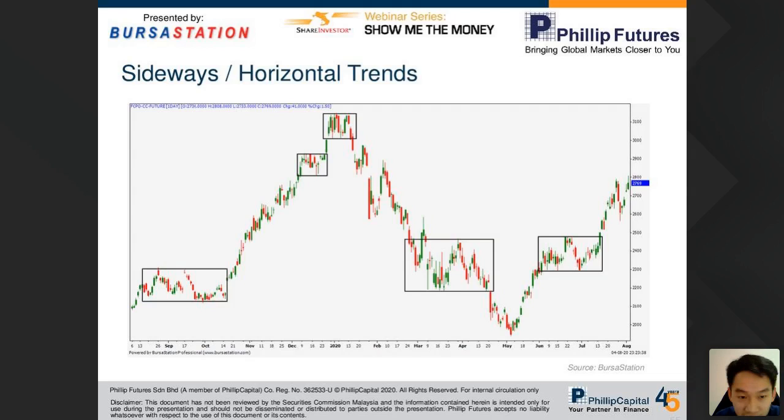As you can see on the screen here, these boxes denote the portions of the market where there's a sideways market trend. During this kind of market, you will want to avoid aggressive long or aggressive short positions. It will be better to trade by selling on highs and buying on lows. This buy low, sell high strategy will be good during this portion of the market.